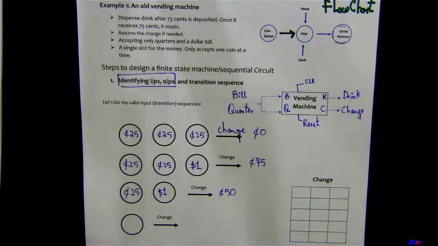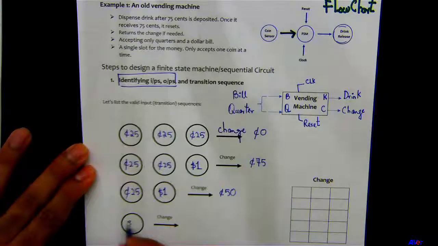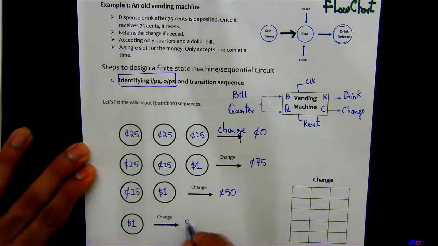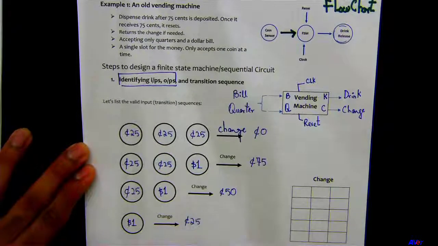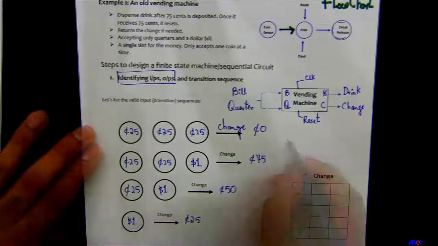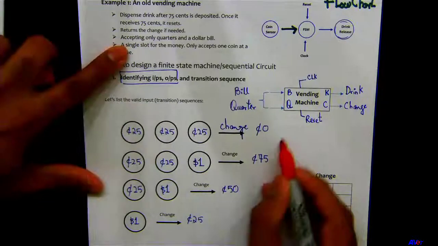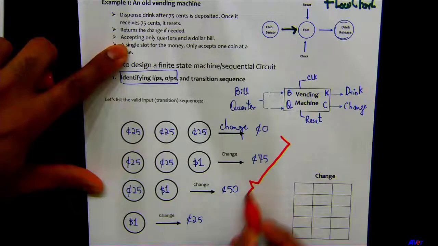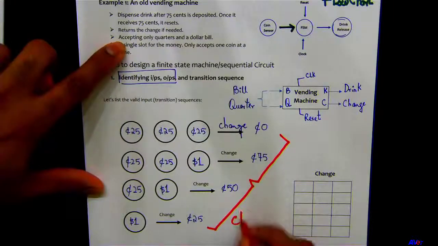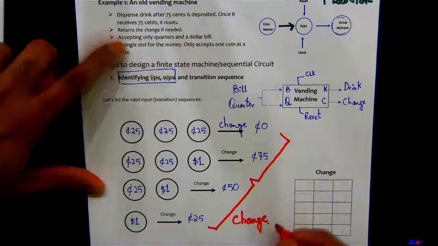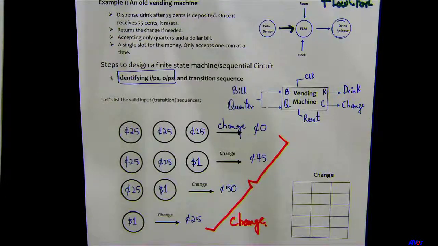Is everybody following me? Now, what could be the last option here? He just inserts a dollar bill, right? So, in that case, the change is going to be 25 cents. Okay, now if you look at the change right here, these are the possible changes that a machine will have to give out.